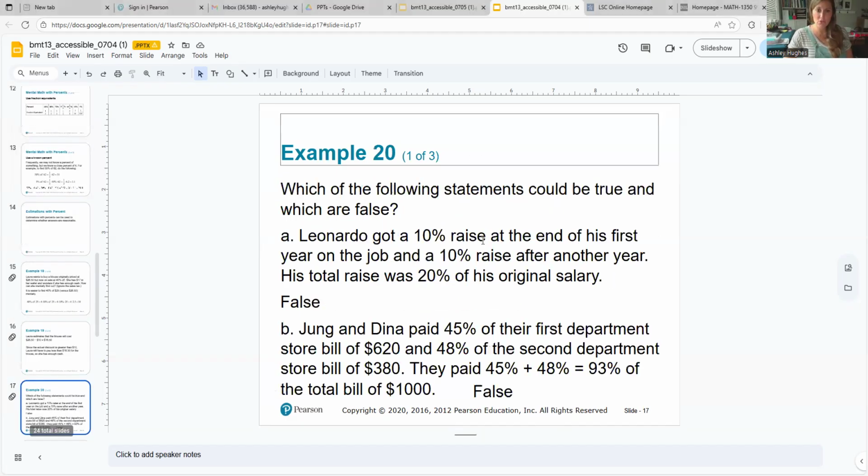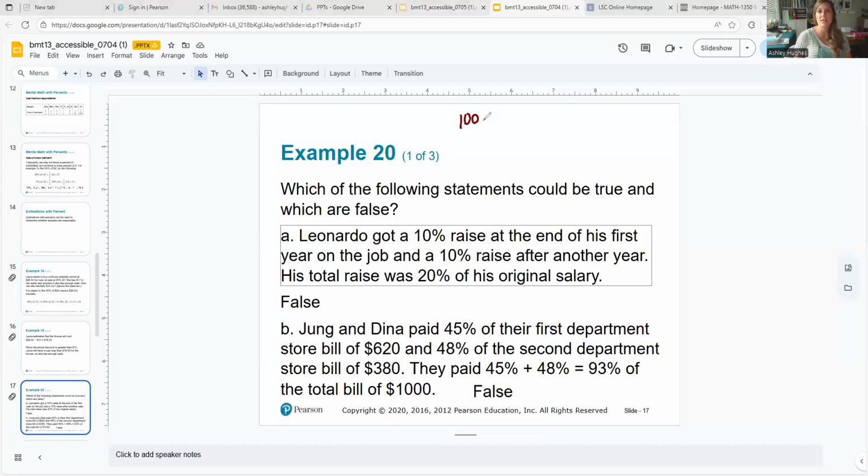Which of the following statements are true, which are false? Leonardo got a 10% raise at the end of his first year in the job and a 10% raise after another year. His total raise was 20% of his original salary. That's not true. Let's make a really easy problem to figure out why.